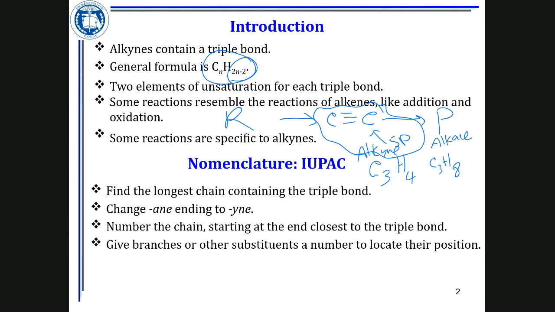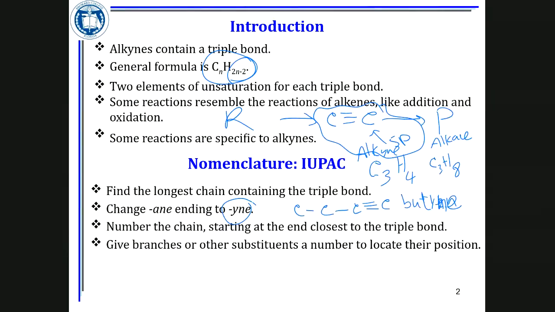For nomenclature, the ending is YNE for alkyne, the family name. The prefix is the number of carbons you have. So if you have a 4 carbon alkyne, you have butyne, sorry, YNE, butyne.